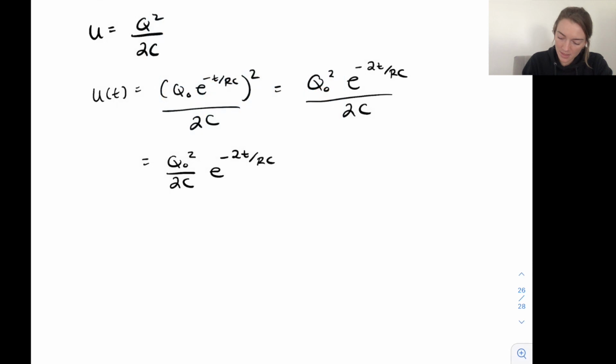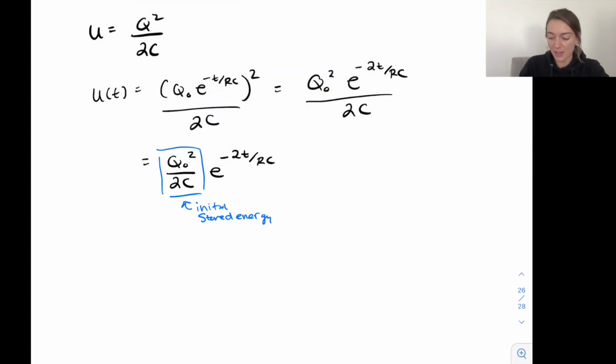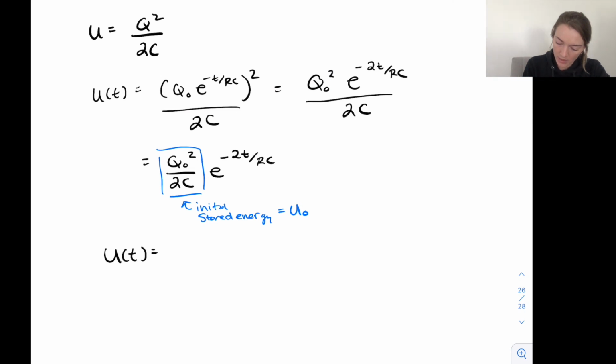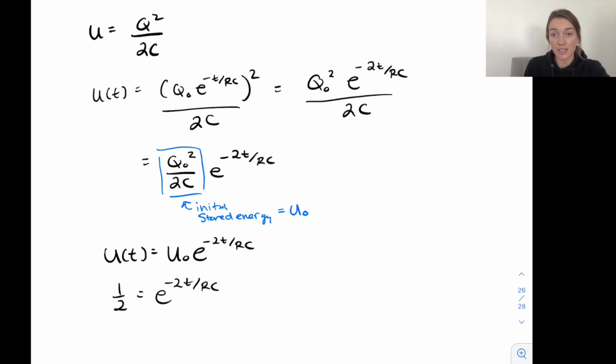So I can see that this here is the initial stored energy. So I'll call that U naught. Now, since I'm not looking for how much energy it is actually storing at that moment, again, I'm just looking for a fraction. So I can write my equation for stored energy like this. And I'm just saying, well, what time will half of its stored energy remain? So I can write that as 1/2 is equal to e to the negative 2t over RC. And then I just have to solve for t now.